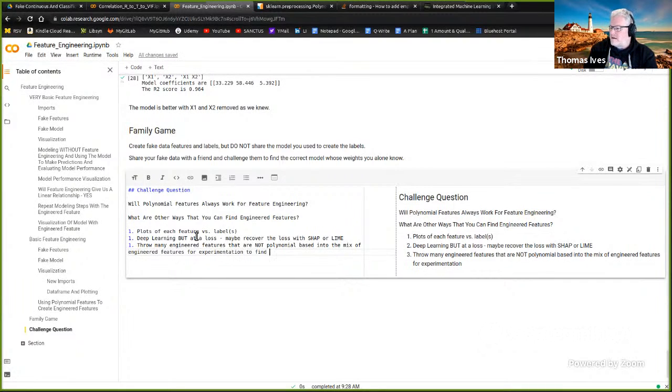To find ever better engineered features. And just be aware, let's say you're doing a real problem like this and your manager's understanding why you're pushing ahead to keep doing feature engineering.